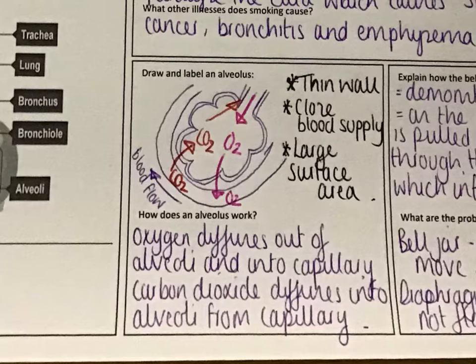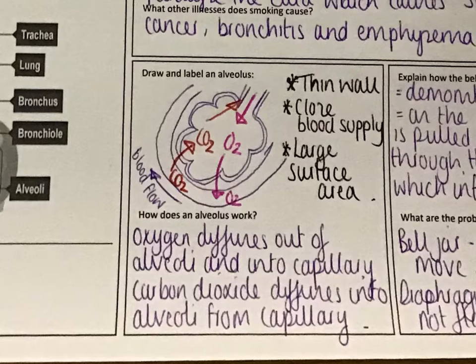So the adaptations of an alveolus, I've written them down here. It's got a thin wall, so it's only one cell thick, so it's got a short diffusion pathway. We have a close blood supply, so every alveolus is surrounded by a network of capillaries. And it also has a large surface area, so it's like this broccoli cauliflower shape, because it will increase our surface area to allow more diffusion to take place.